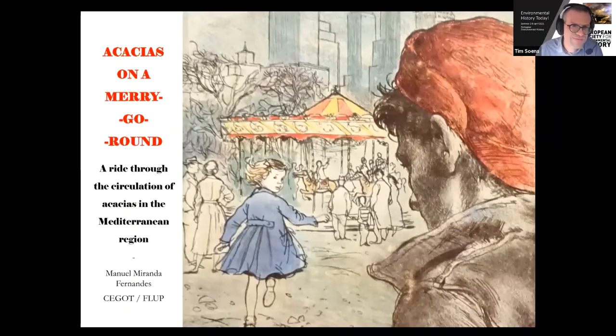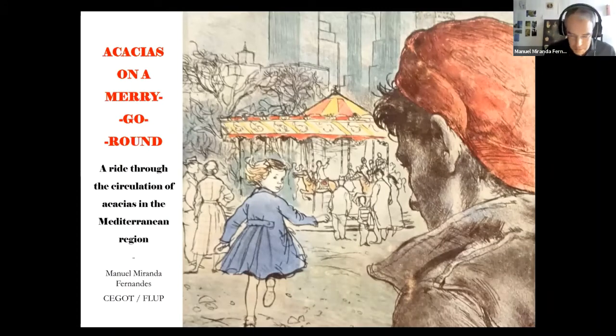Perfect. Okay, thank you. This presentation is entitled Acacias on the Merry-Go-Round. So I invite you to a brief tour through the circulation of these plants in the Mediterranean region. However, before I start, I would like to say that when I chose a merry-go-round to put acacias on it, I wondered who could have used the same image or metaphor.